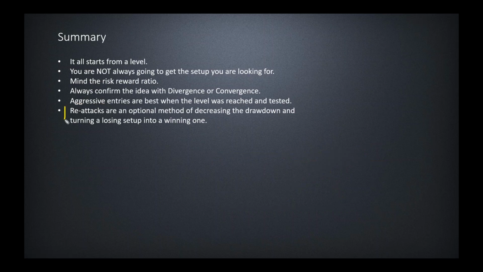And also keep in mind the reattacks. Okay, the reattacks are a perfect way to decrease the drawdown and maybe even turn the first loser into a winner, depending on your risk-reward ratio.